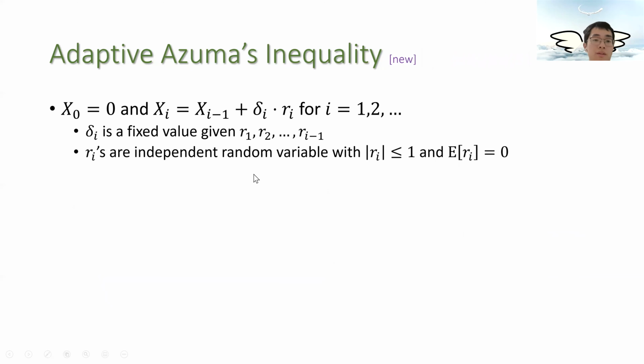Now I explain the adaptive version of Azuma's inequality developed for our purpose. The setting is the same as before. We start from 0 and make a mean zero random walk each time.